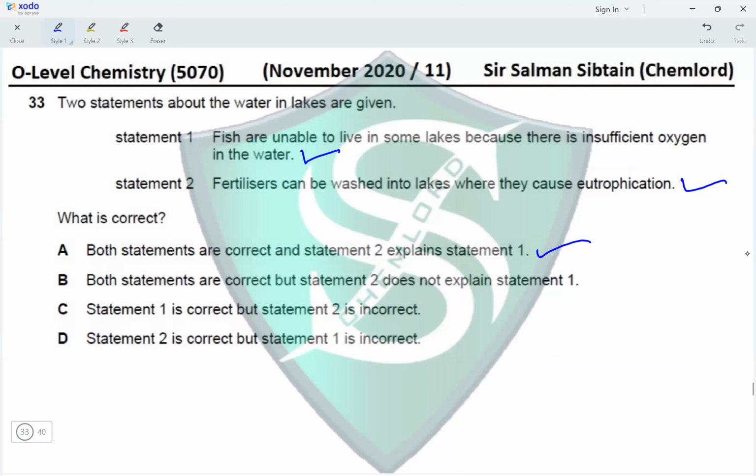So this is correct. Both statements are correct, but statement 2 does not explain statement 1. It does. It does explain. Statement 1 is correct and 2 is incorrect. Wrong. Statement 2 is correct, 1 is incorrect. Wrong. So this makes option A the correct option for this question.